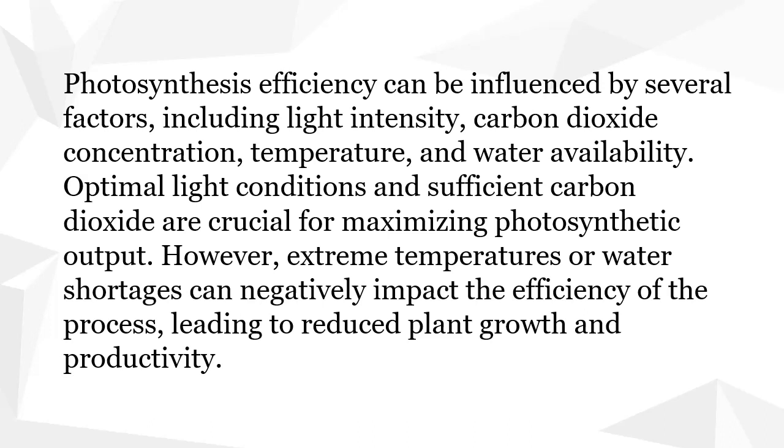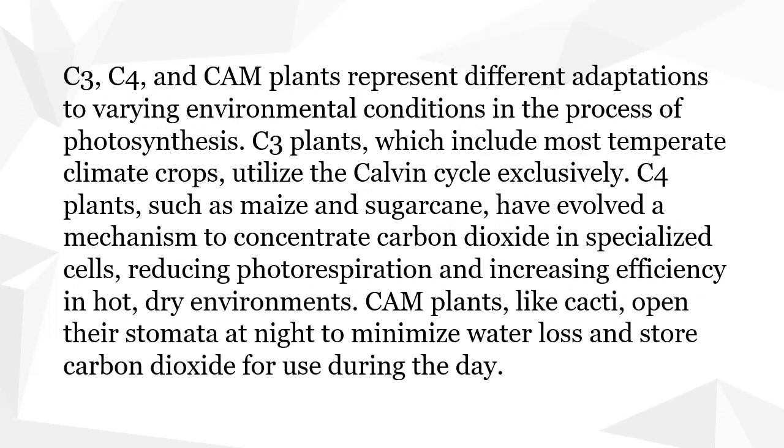However, extreme temperatures or water shortages can negatively impact the efficiency of the process, leading to reduced plant growth and productivity. C3, C4, and CAM plants represent different adaptations to varying environmental conditions in the process of photosynthesis. C3 plants, which include most temperate climate crops, utilize the Calvin cycle exclusively. C4 plants, such as maize and sugarcane, have evolved a mechanism to concentrate carbon dioxide in specialized cells, reducing photorespiration and increasing efficiency in hot, dry environments.